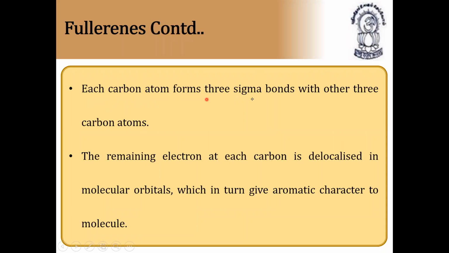Each carbon atom forms 3 sigma bonds with the other 3 carbon atoms. So the remaining electron at each carbon is delocalized in molecular orbitals, which in turn give aromatic character to the molecule. What character? Aromatic, that is like benzene. So, fullerenes. Fullerenes are also very, very important. From these carbon allotropes, definitely they'll ask you a statement-based question.